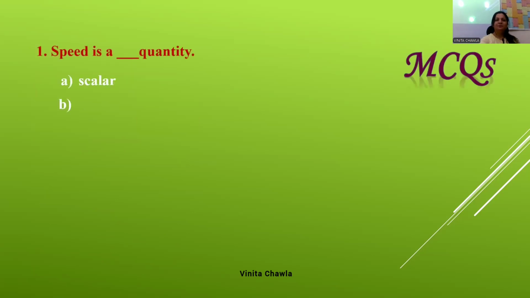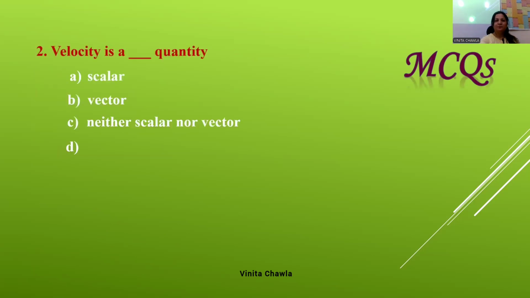Speed is a scalar quantity. Velocity is a vector quantity.